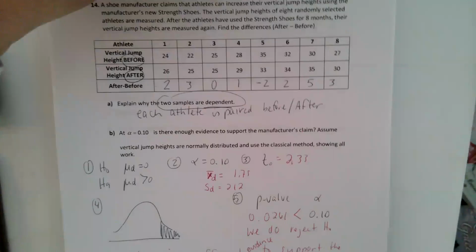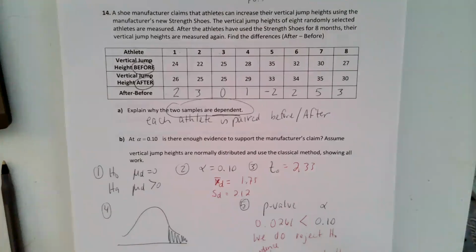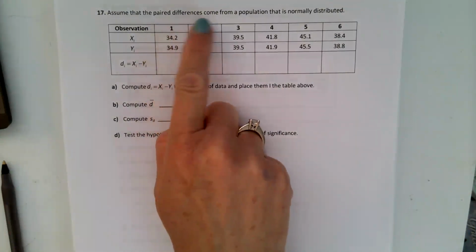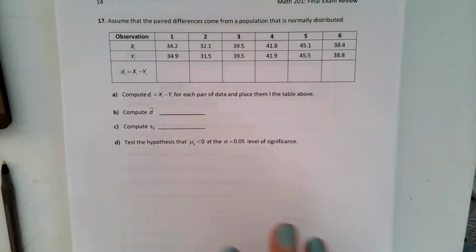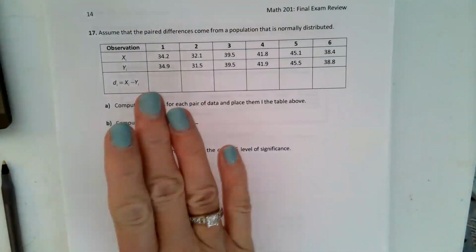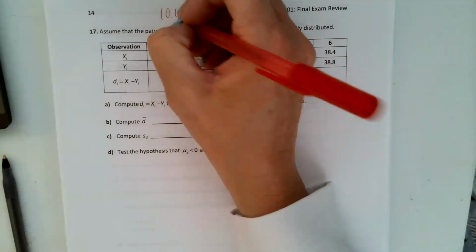Number 14, the final review. Okay, I'm going to skip to 17 because it's a similar problem in that we assume that the paired differences come from a population that is normally distributed. We don't have any context to this, but they're paired differences. And so again, it's going to be 10.4 that we're using.